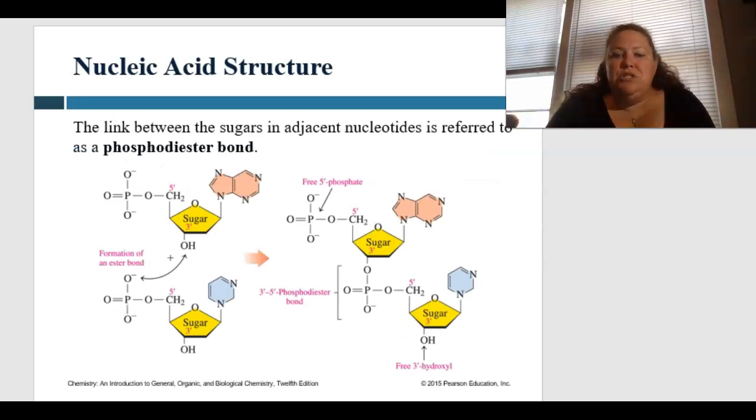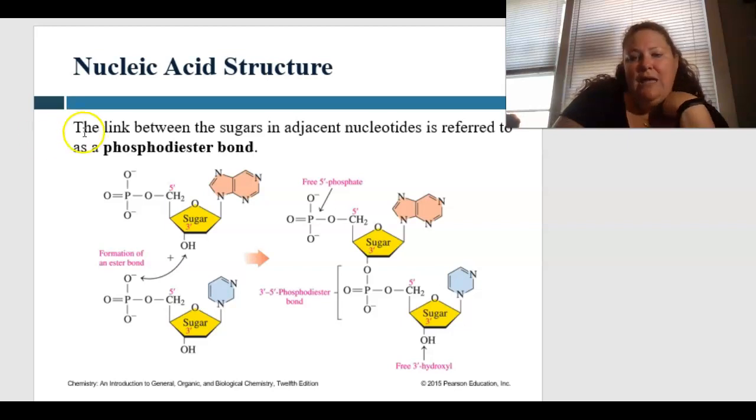The link between the sugars and the adjacent nucleotides is referred to as a phosphodiester bond. Sometimes this is called a peptide bond as well. So kind of remember your P's for that primary structure. It's like a pearl necklace. It's the primary structure with those phosphodiester bonds.